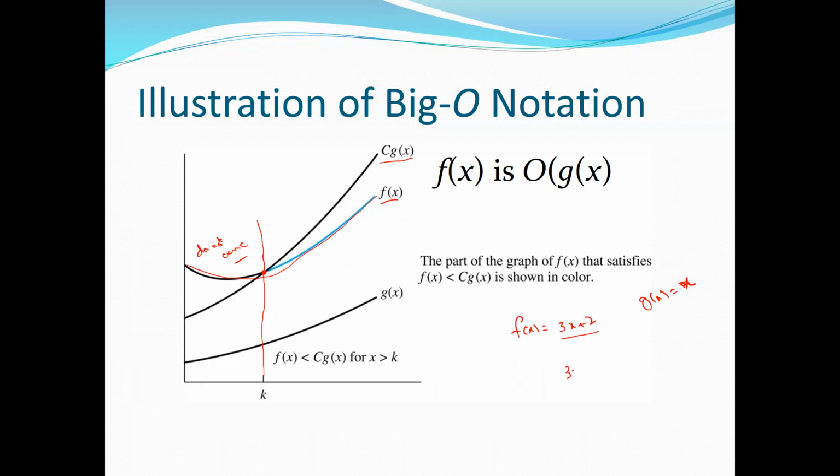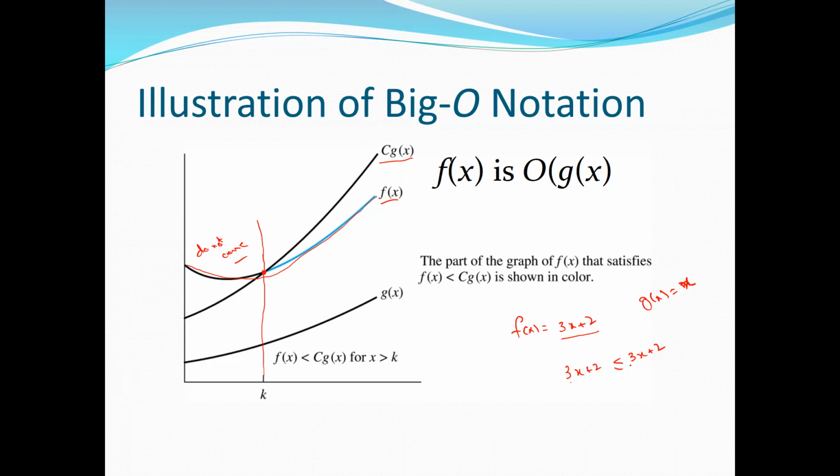The inequality says 3x plus 2 should be less than or equal to some multiple of this, remember the definition from the previous slide. Let me write it again here, just to give you one example. I am going to formulate a relationship. Does this relationship hold? What I need to do is make this term greater: 3x plus 2, I need to make this term greater.